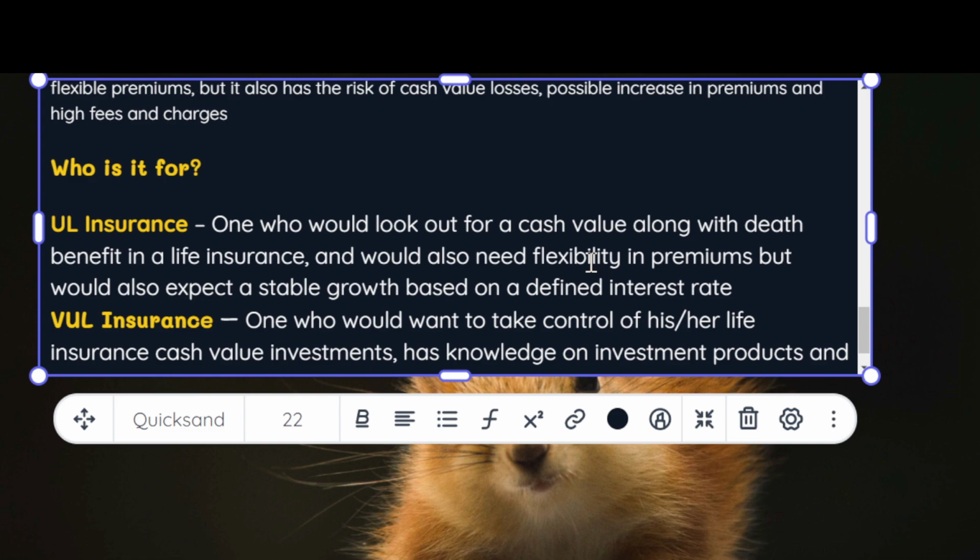Whereas people whose financial knowledge is not that high, but they want a kind of fixed return, and also want the benefit of having the flexibility of changing their premiums, they will obviously go for universal life insurance. Hope you understood the two concepts that we discussed today.